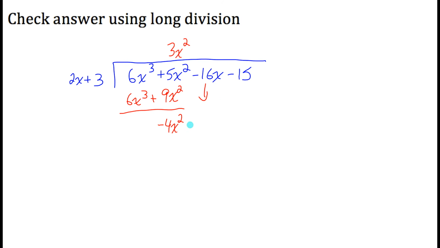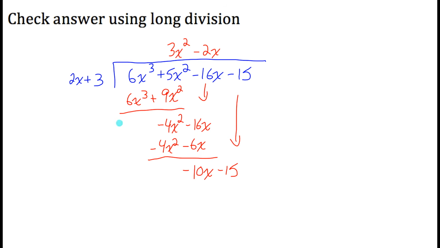Bring down the next term and repeat the process. Negative 4x squared divided by 2x is negative 2x. Multiply the negative 2x by the divisor, and we get negative 4x squared minus 6x. Subtract like terms, the negative 4x squareds cancel, and negative 16x minus negative 6x is negative 10x. Bring down the negative 15 and repeat the process one more time. Negative 10x divided by 2x is negative 5.